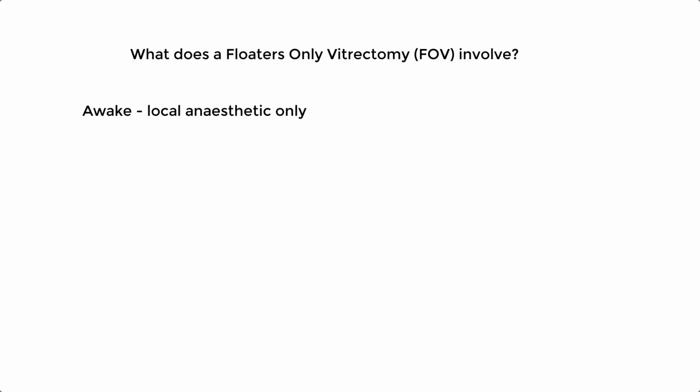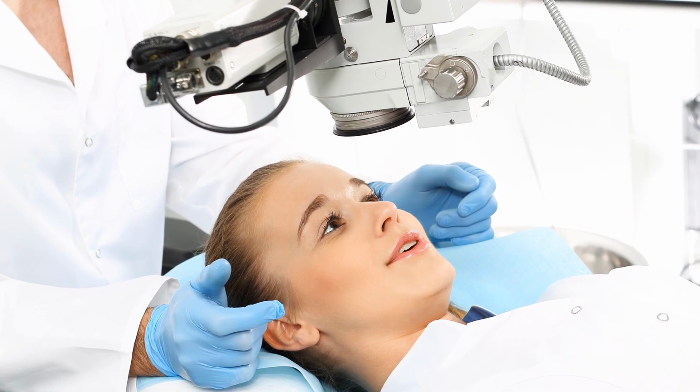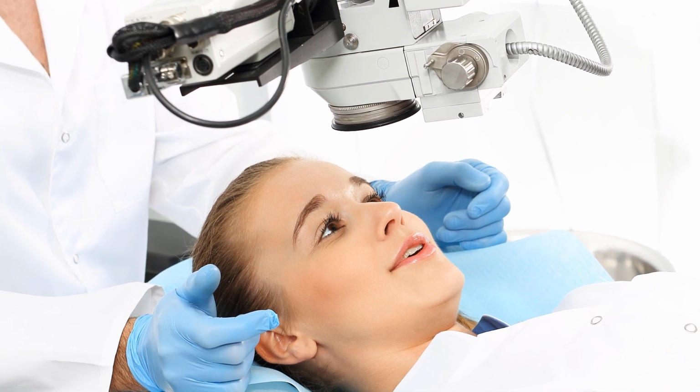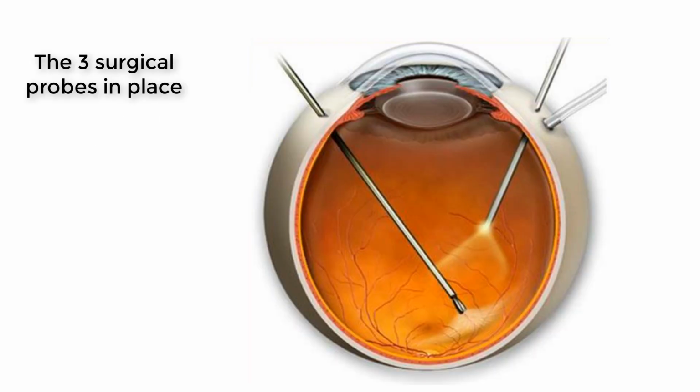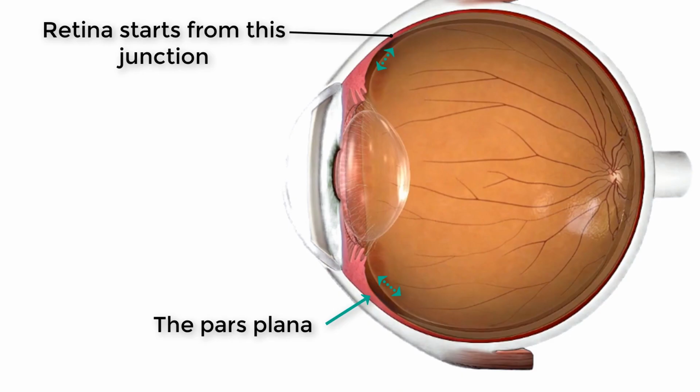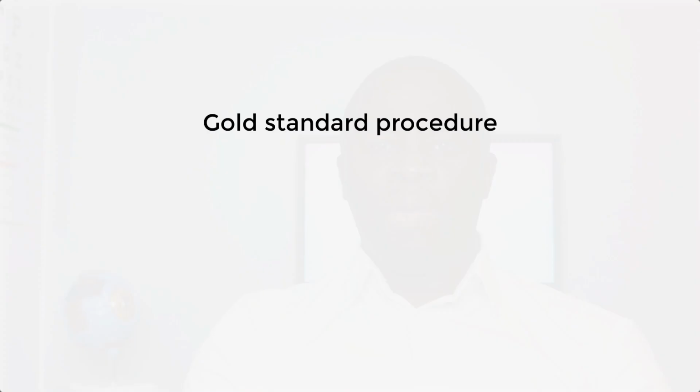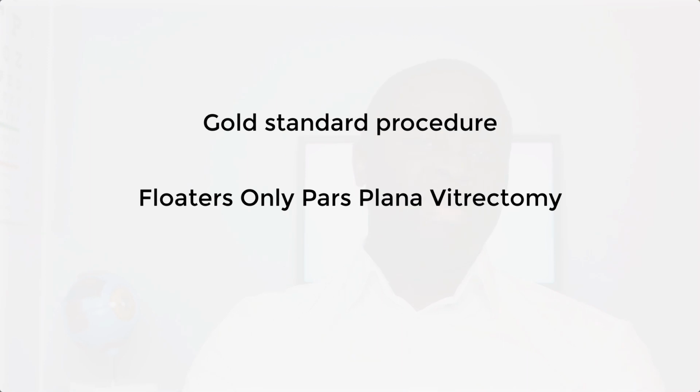Well, the individual will usually be awake for the procedure, but the eye will be numbed with an anesthetic that removes all pain, but not the sensation of touch. The 3 probes will then be inserted into the eye through a specific region within the eye that we call the pars plana. The pars plana contains no retina, which is helpful for fast recovery and also to reduce any complications. So this is also why you'll commonly hear the procedure being described as a floaters only pars plana vitrectomy. And it's important to make sure that that's actually what you're getting if you are going to have this procedure done.